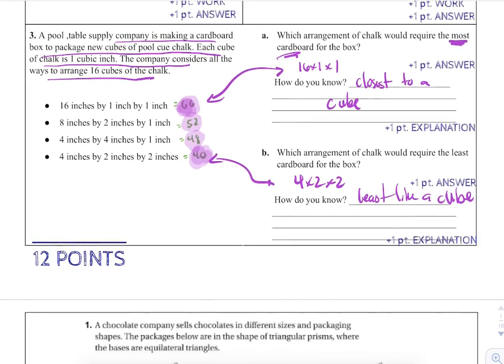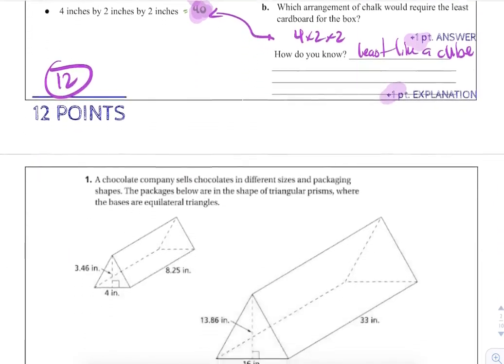Go and add up your total possible points. Grand total points for the first page is going to be 12. Add the first page. Pause the video if you need to.